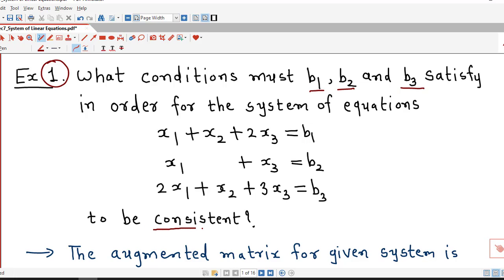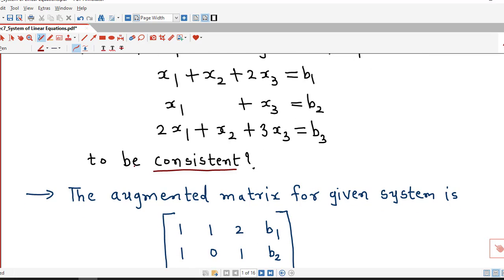So we are asked to find out under which conditions on these b1, b2 and b3 the given system will have a solution, or the given system will be consistent. So let's try to do this problem using Gauss elimination method.